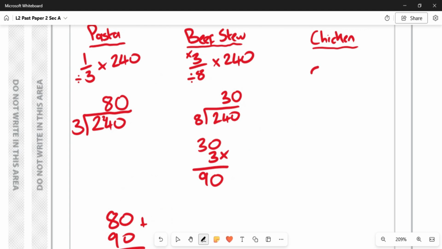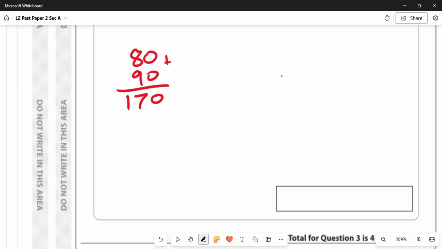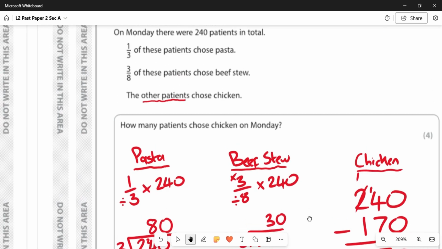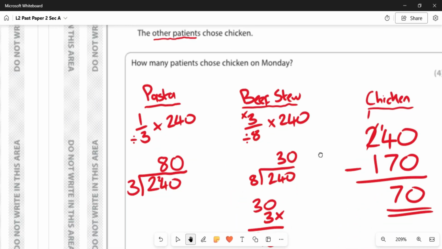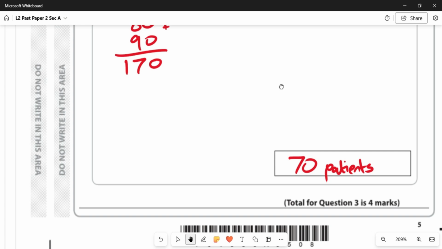So let's put here 240 take away 170. Let's take these away. I'm going to have to borrow. 40 take away 7 is 7, and that's a 0. So you've got 70 patients who chose chicken. Let's put that in the answer box. There you go. That's one way of doing it. I'm sure there are other ways as well. That's probably what I would do in the exam. 4 marks for that, obviously. So you get 3 marks for your working, 1 mark for your answer.